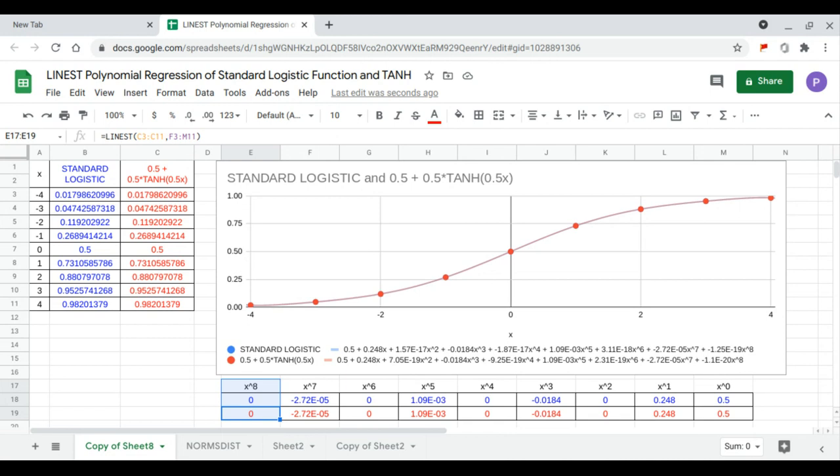This completes the use of exponential function, hyperbolic tangent function, and LINEST polynomial regression to generate the trend line, dataset, and trendline equation of the standard logistic function.